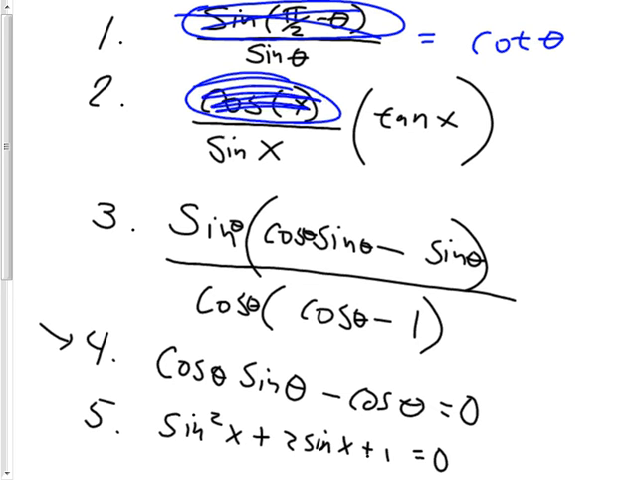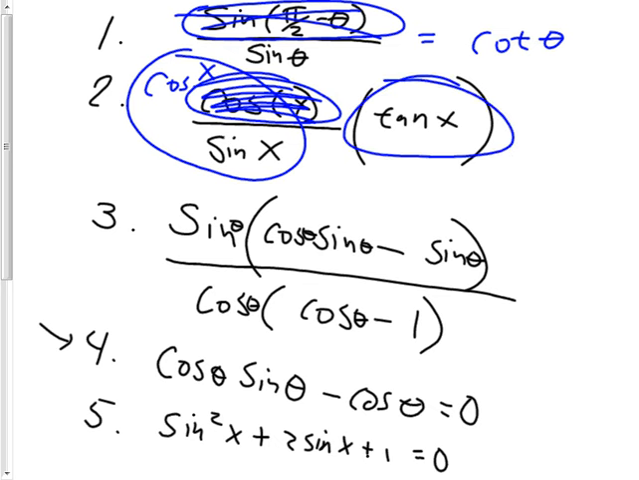So if that turns into regular cosine of x, cosine over sine, what's that? Cotangent. And cotangent times tangent makes 1. All right. Number 3. On number 3, you should have factored out this sine that's in both of them.